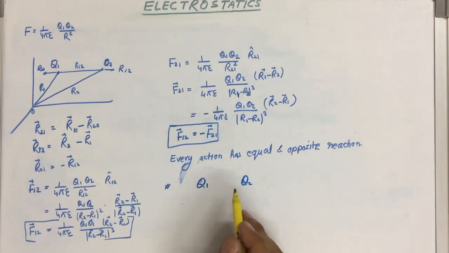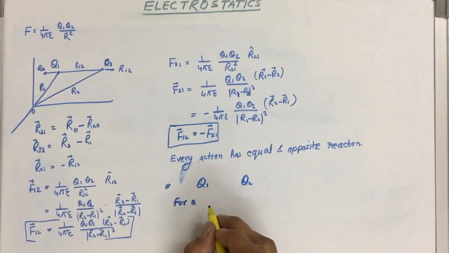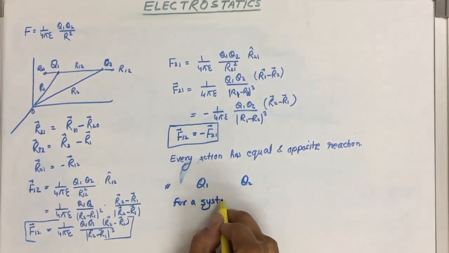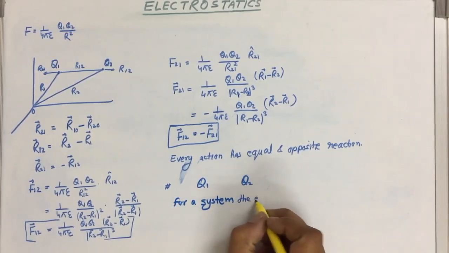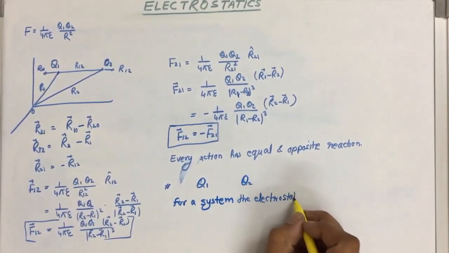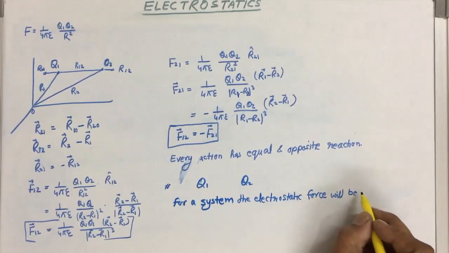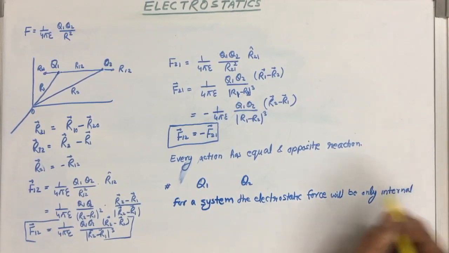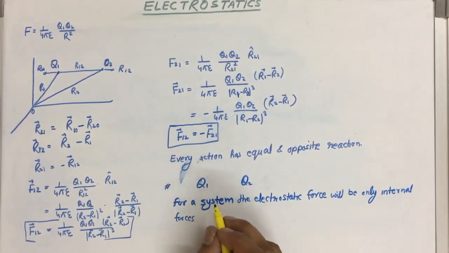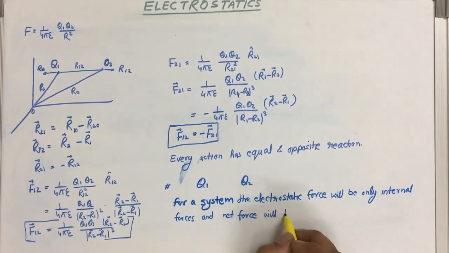So we can write, for any system, the electrostatic forces will be only internal forces, and the net force, meaning the total force of the system, will be 0.